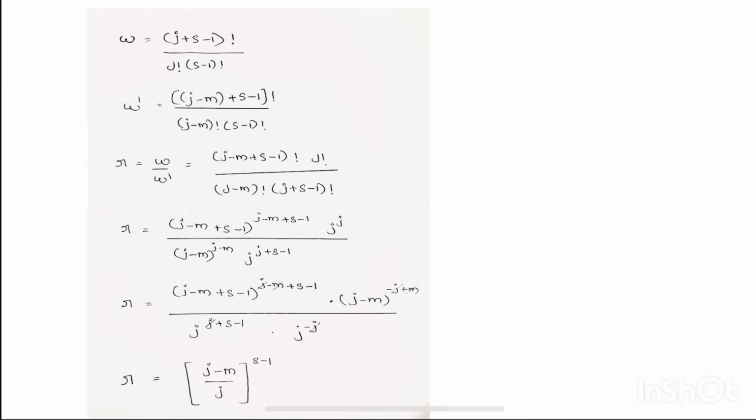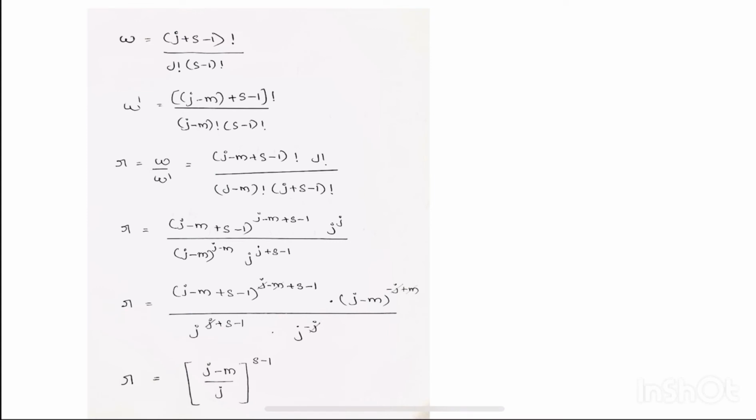Okay, then the probability that a particular oscillator has m quanta and all s oscillators have j quanta is given by the ratio as follows. R is equal to W dash by W, which is equal to (j minus m plus s minus 1) factorial into j factorial upon (j minus m) factorial into (j plus s minus 1) factorial. Now further what we can do is apply Stirling approximation to this particular expression.